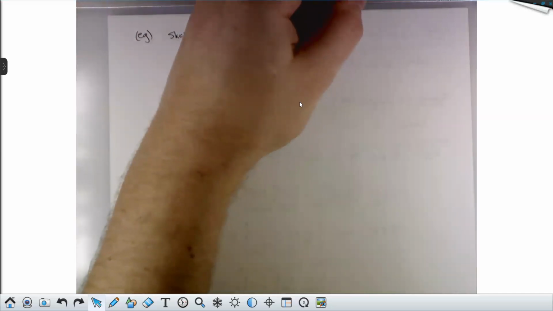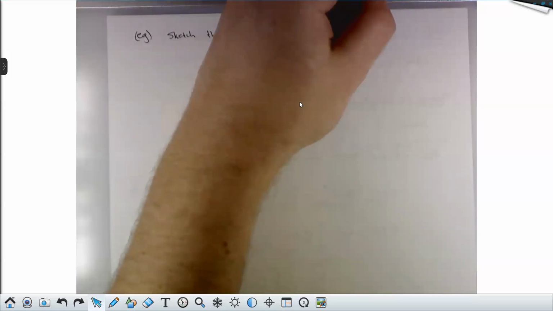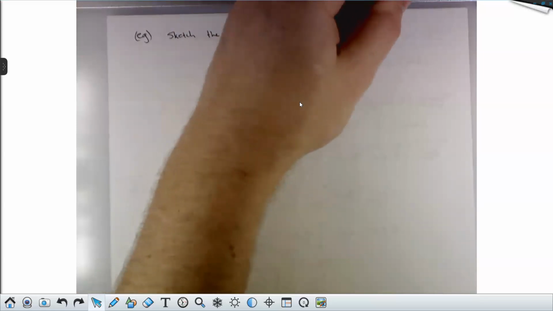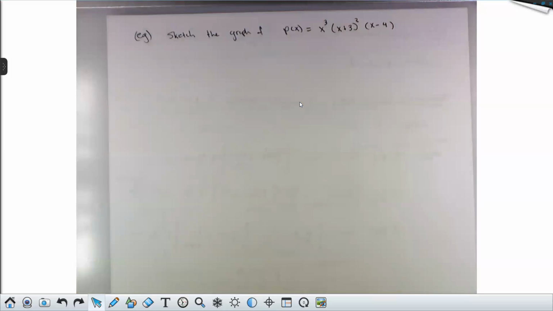So for example, sketch the graph of P of x equals x cubed times x plus 3 squared times x minus 4. What is the degree of this polynomial? And think carefully, think carefully.